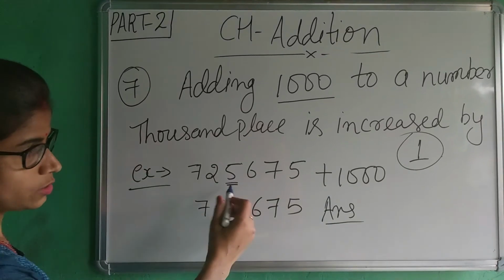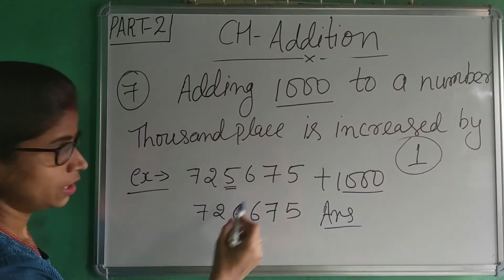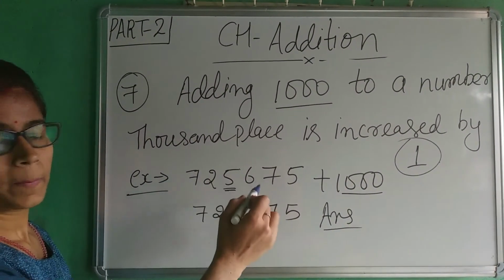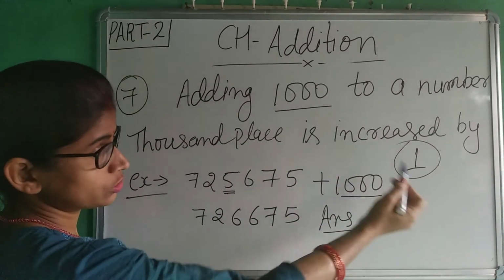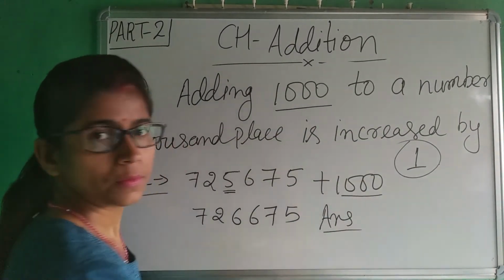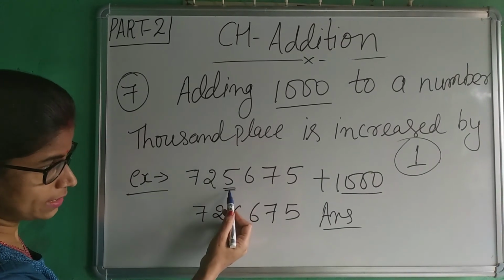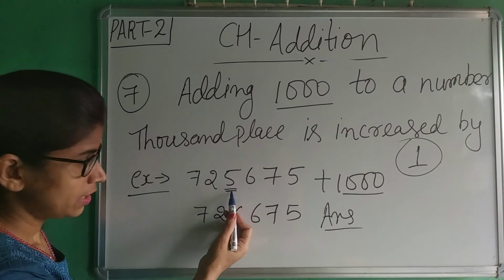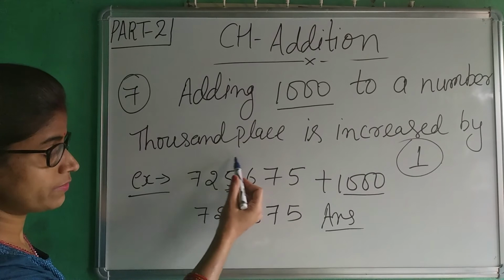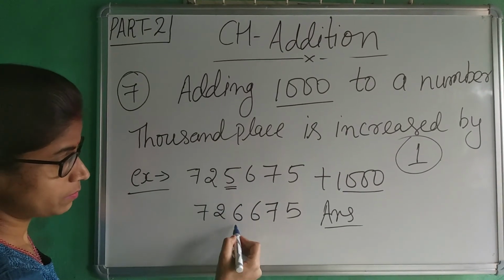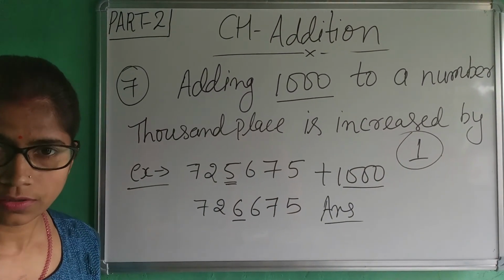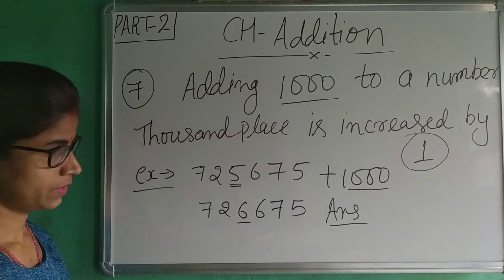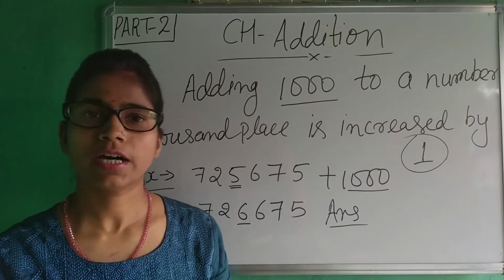Understood? When you have added 1000 to a number, your thousands place is increased by 1. So where is your thousands place? Here, the thousands place is 5, and 5 will increase by 1 and will become 6 according to the rule. Okay? I hope that till here you have understood.